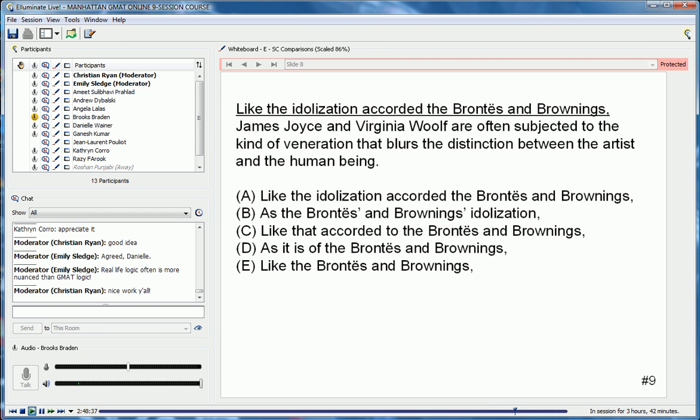I guess the comparison here is the way the Brontes and Brownings are venerated, or that veneration. And I don't know how to articulate any better than just to sort of say that the Brontes and the Brownings are venerated, and that is expressed in some way as it is expressed with Joyce and Virginia Woolf.